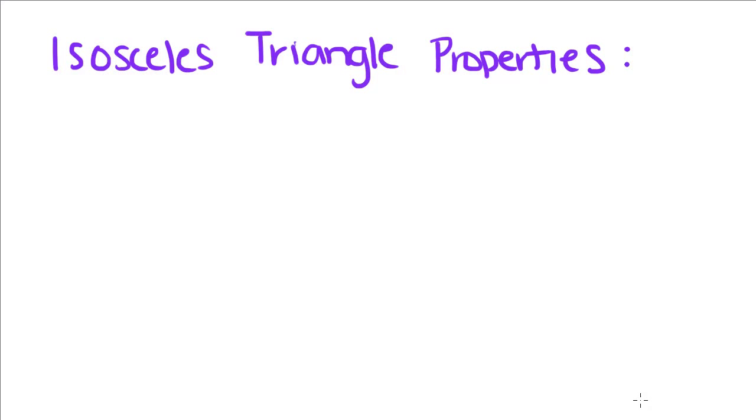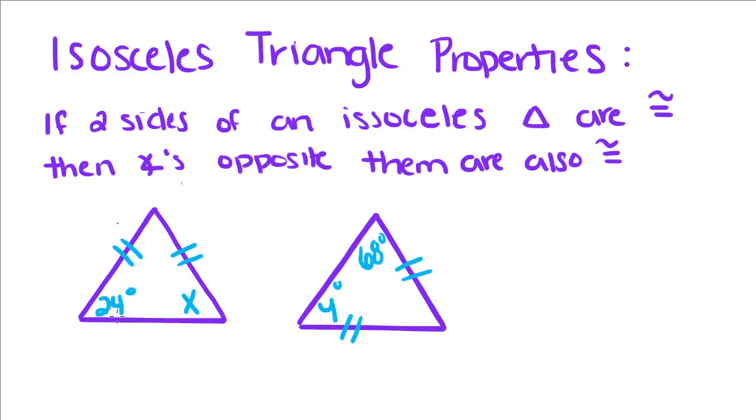Our focus today is isosceles triangles and their properties. So if two sides of an isosceles triangle are congruent, then the angles opposite the sides are also congruent.